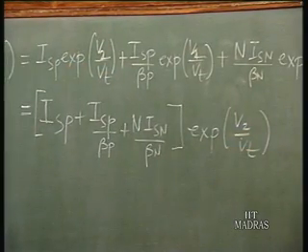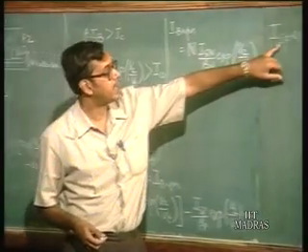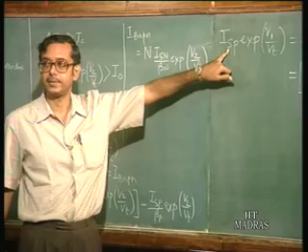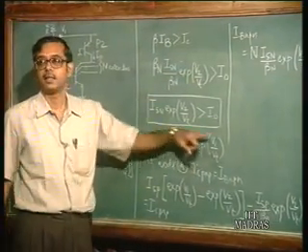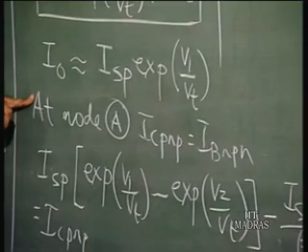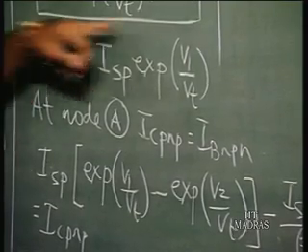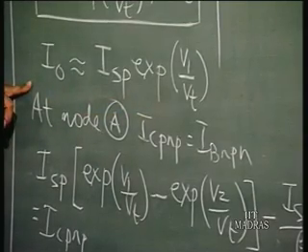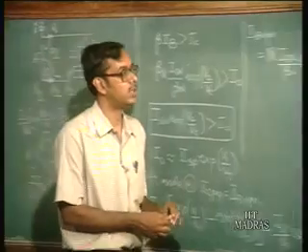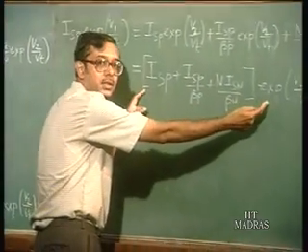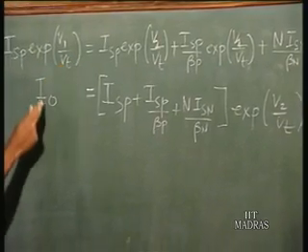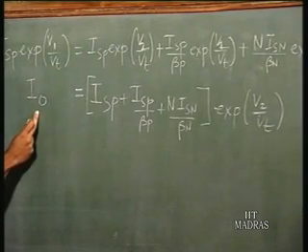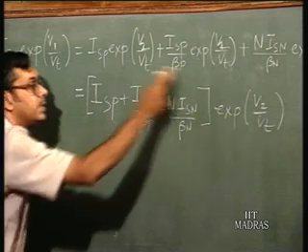All right. Now, ISP exponential V1 by Vt, what is that? That is the same as I naught, isn't it? ISP exponential V1 by Vt is given by I naught, we have already derived that. So, this term which we have here is actually equal to I naught. So, the left hand side is equal to I naught. So, I naught is equal to this expression.